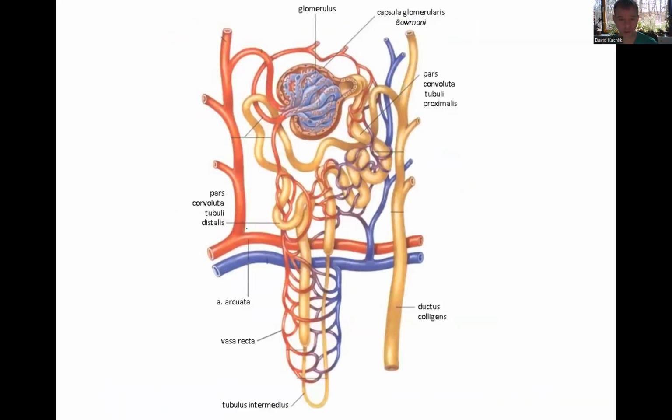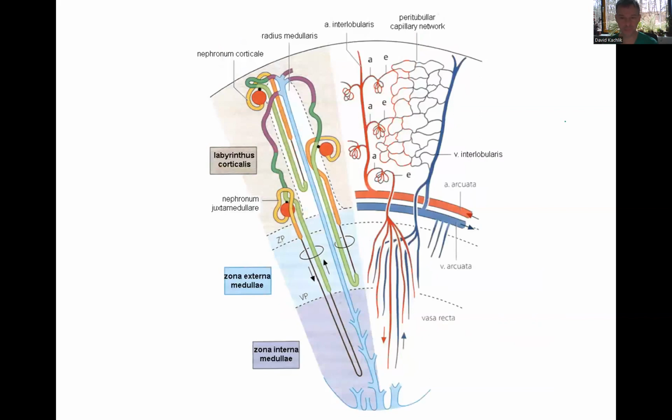So again, to review it: arcuate artery, then it branches into interlobular or radiate cortical. It gives the afferent arteriole, then we can see the efferent arteriole coming, and the efferent arteriole forms either straight ones, arteriolar recta, along the intermediate tubulus, or it forms the peritubular capillary plexus. So this figure shows you again the same.